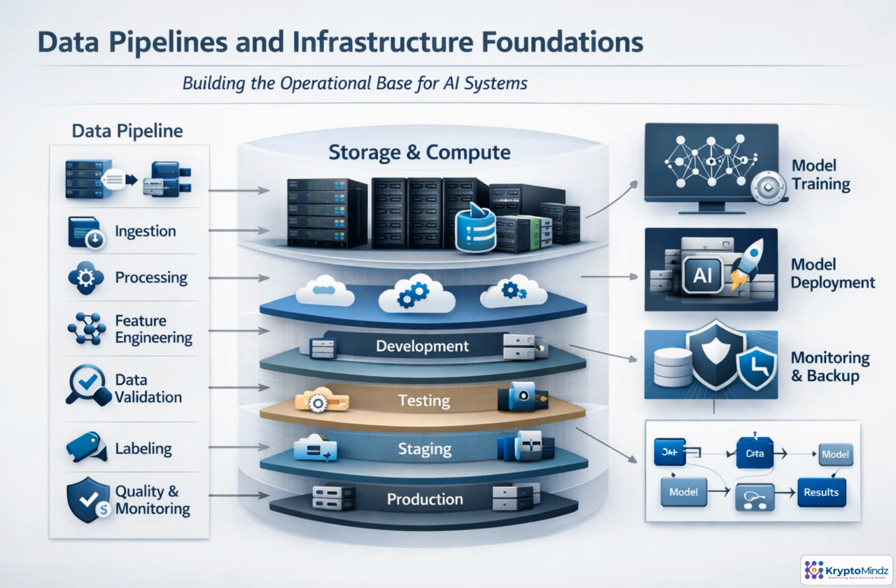AI systems depend on two foundations working together: trusted data flow and reliable platform operations. The data pipeline moves raw sources through ingestion, processing, feature engineering, validation, labeling, and continuous quality monitoring. That creates datasets teams can trust. The infrastructure layer provides compute, storage, environments, and deployment services with clear separation between development, testing, staging, and production. This separation reduces accidental change and supports controlled releases. Just as important, every step should be traceable, from source data to training set to model version to inference result and finally to the operational decision.